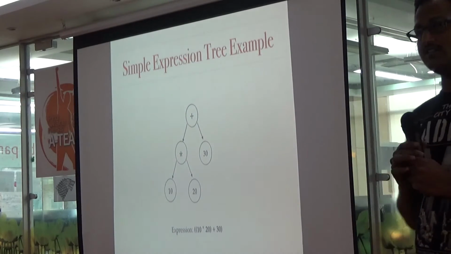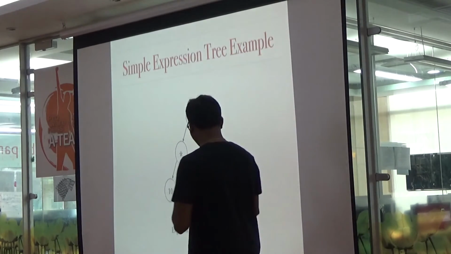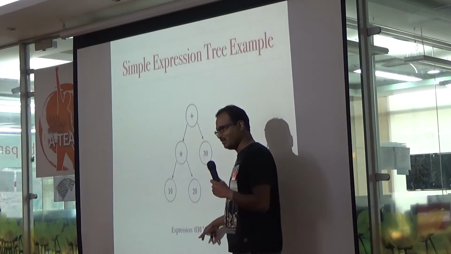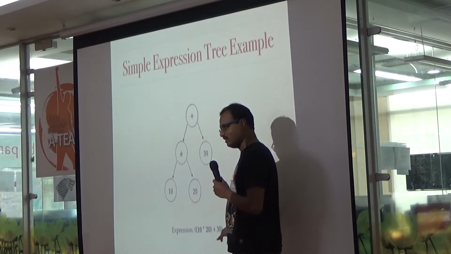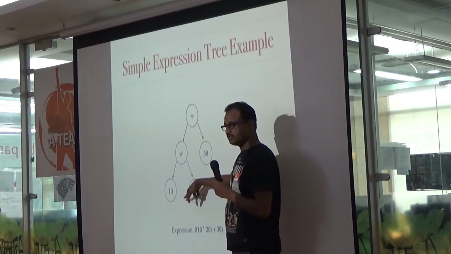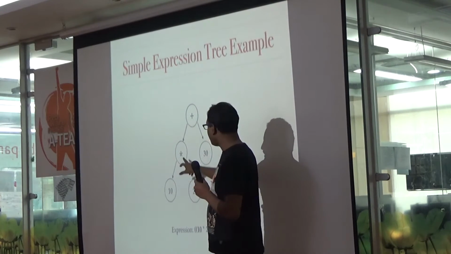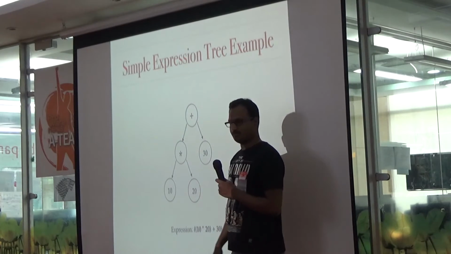Now this corresponds to the expression 10 star 20 plus 30. There is no reason for this bracket here. It is not needed because star has higher precedence over plus. I just put it for understanding, so make sure that you understand where this precedence comes from, because star 10, 20 will be evaluated first, and after that plus. Make sense?